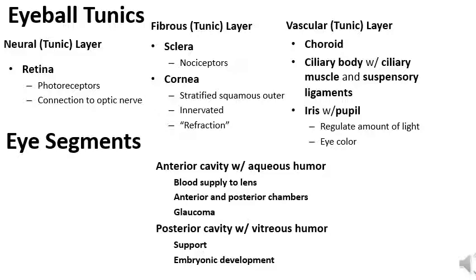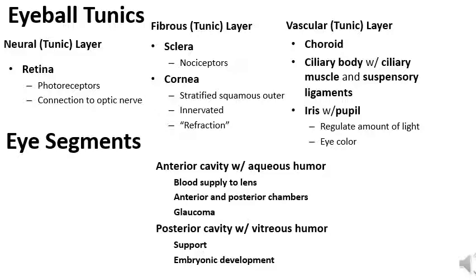Now, the outer layer of the eye, the fibrous layer, sometimes called the fibrous tunic, essentially consists of the sclera, which is the white portion of the eye, and the cornea, which is that clear portion covering the front. I notice that I've got pain receptors in the sclera, and that the cornea consists of stratified squamous epithelium, at least on the outer layer. It is innervated, so it will hurt if you get it scratched, and it is responsible for a visual process known as refraction, and we'll talk more about that in a little bit.